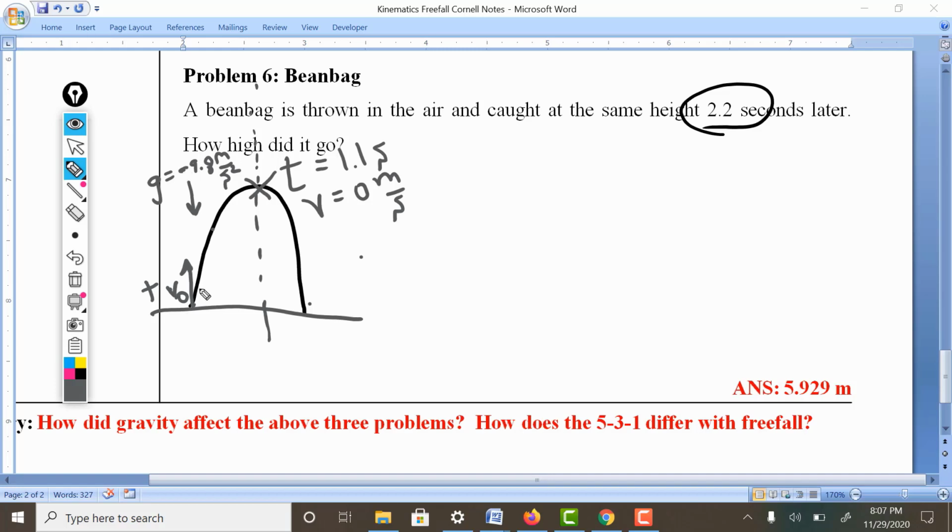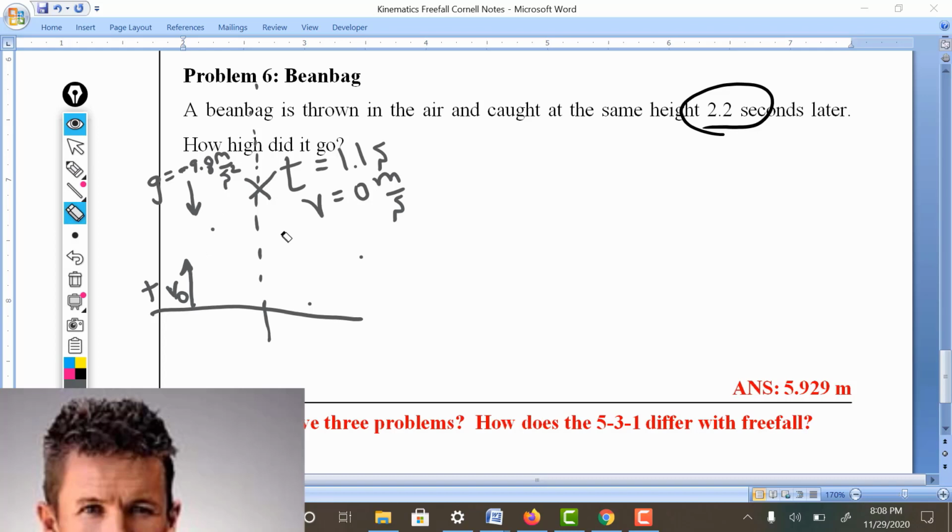You have to keep in mind that this beanbag is going up and gravity is going down. So just like with our Newton's laws, with our free body diagrams, if they are going in opposite directions, we must have opposite signs. In this case, I want to assume up is positive and down is negative. And we're only going up to the apex, so don't worry about the whole trajectory. I'm just going from here to here.